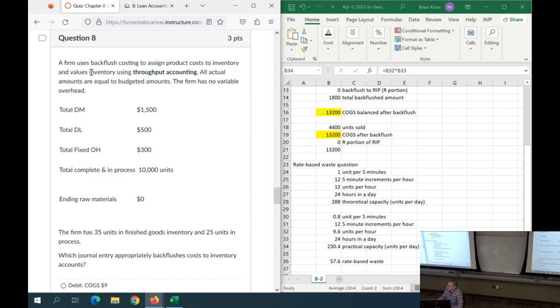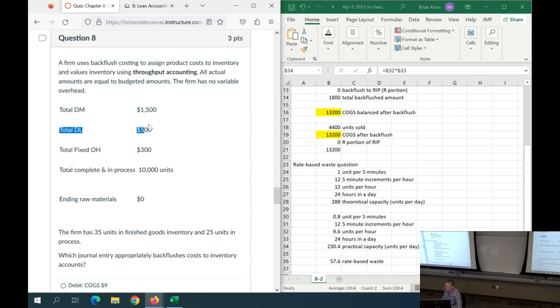Okay. So a firm uses backflush costing to assign product cost to inventory and values inventory using throughput accounting. All actual amounts are equal to variable budgeted amounts. Firm has no variable overhead. Okay, so that just makes it simpler. Are we going to include fixed overhead at all? We can ignore that. We can ignore that all of Chapter 8. Always ignore fixed overhead in Chapter 8.